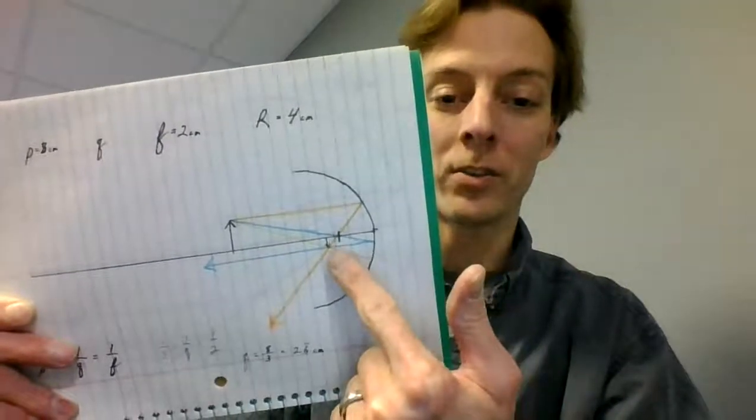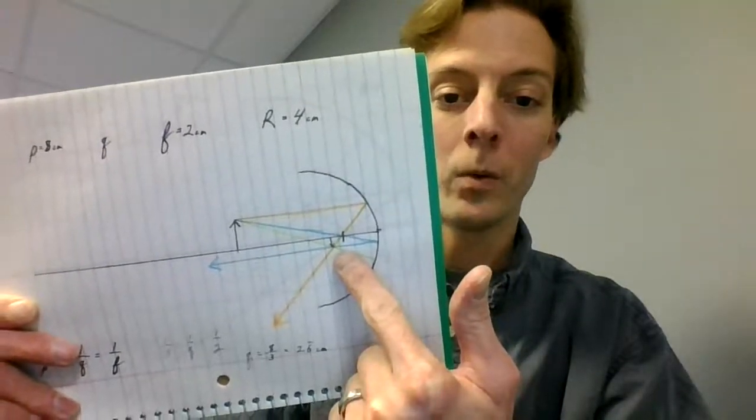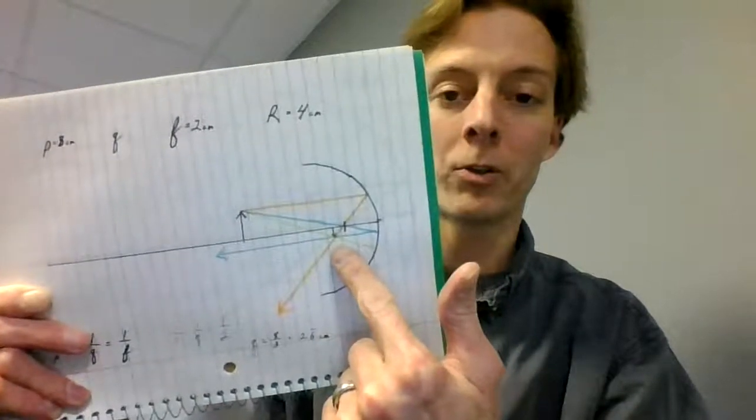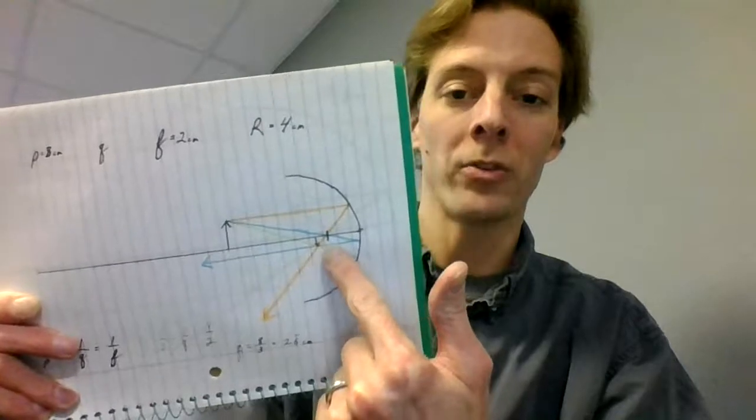All three of these lines intersect right there. They all start at the top of this arrow, so they all finish at the top of that arrow. That is the image. Several things. That is a real image. You put a projector screen right there, and real light lands on the projector screen, and you can see an image. This is real light.